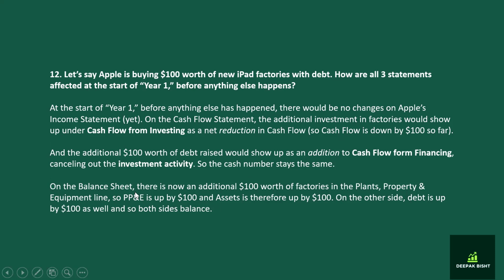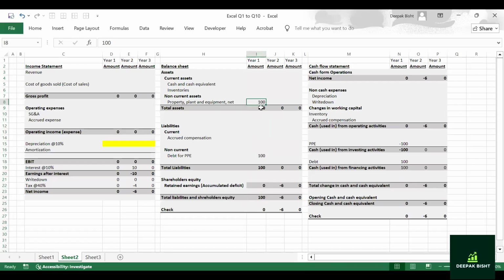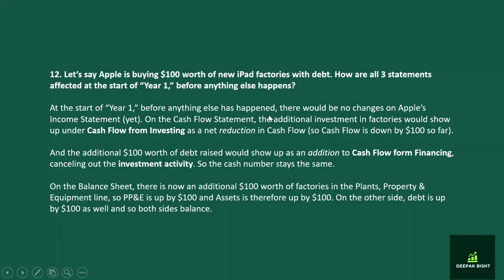And on the balance sheet, there is now an additional $100 worth of factories in the plant, property, and equipment line. So PPE is up by 100, and assets are therefore up by 100. That's what they are saying: PPE is up by 100, assets are up by 100, debt is up by 100, so liabilities are up by 100. Because total assets is equal to debt plus shareholders' equity, the balance sheet is balanced. So this is done. Okay, so this was year one. Now let's move to year two.